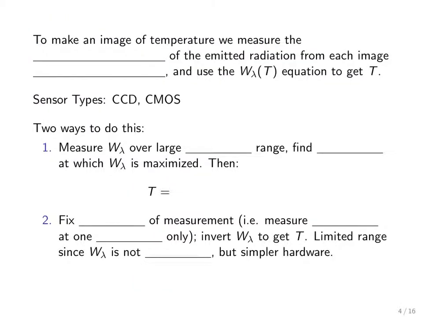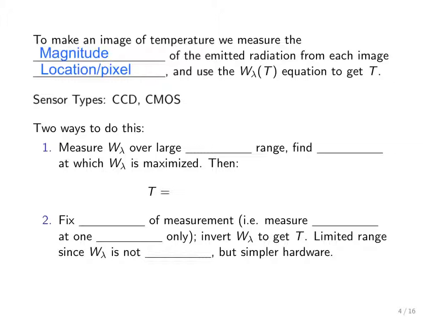And we can use Planck's law to make an image of temperature by measuring the magnitude of the emitted radiation from each location or pixel in a thermography image, which is a measurement directly then of W sub lambda of T, and use the W sub lambda of T equation to get the temperature back. So with these measurements, there are at least two ways to do this.